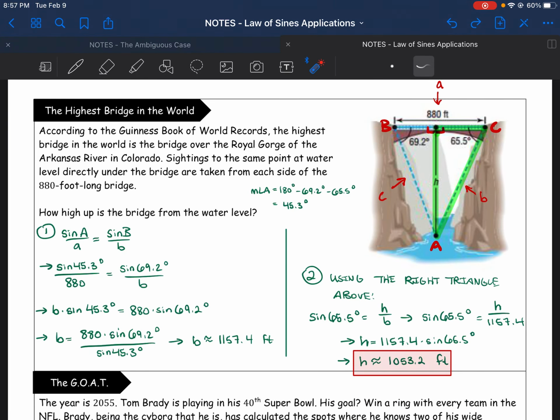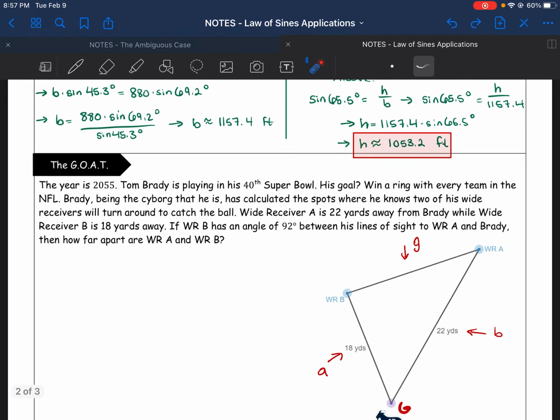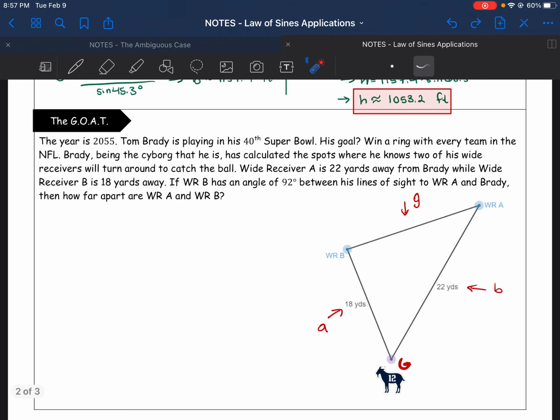And the next problem is my personal favorite. This is for all of y'all that were watching the Super Bowl on Sunday. I made this problem right after the Super Bowl. So this problem is about the GOAT, the greatest of all time, Tom Brady. In this problem, the year is 2055. Tom Brady is playing in his 40th Super Bowl. His goal is to win a Super Bowl ring with every team in the NFL.